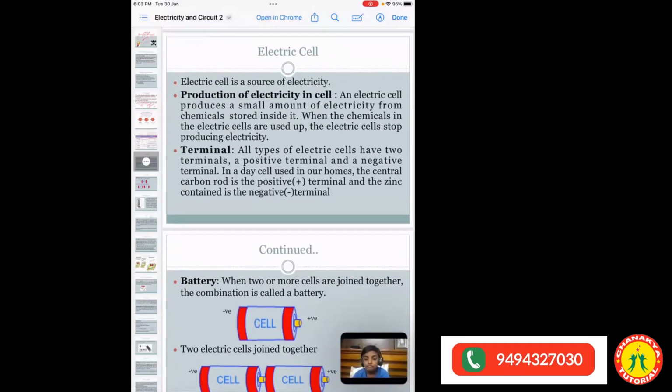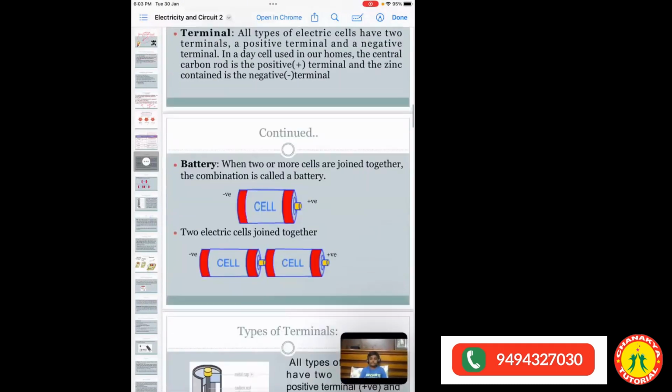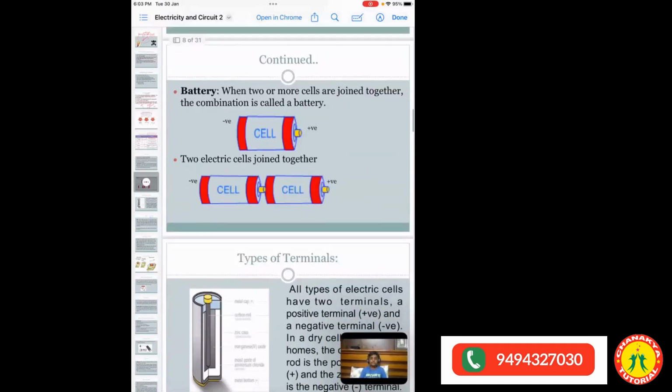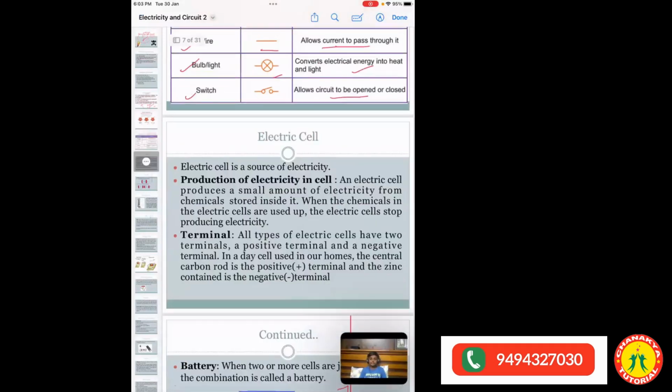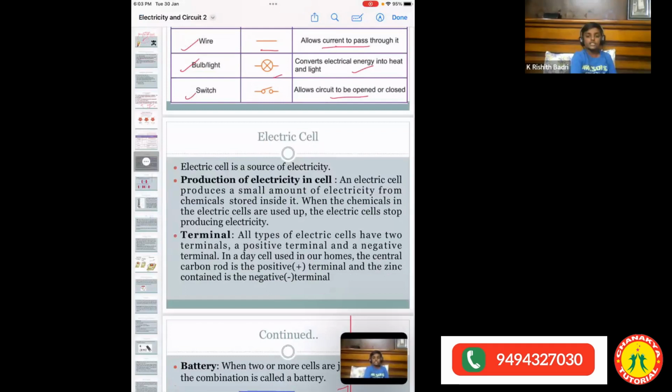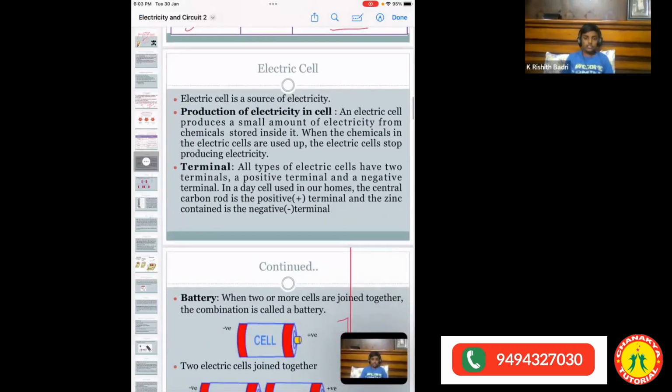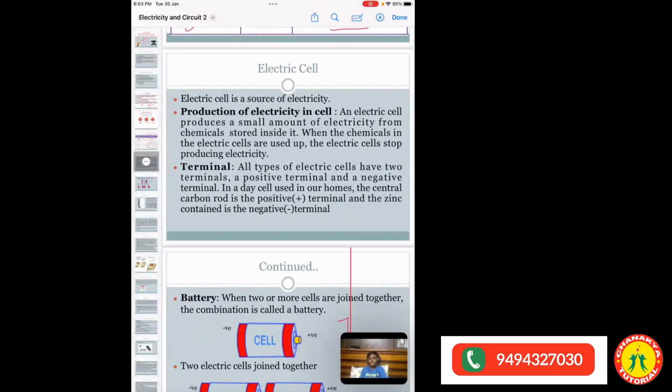Yes. Now the next one is the electric cells. You can see in this picture, these are the electric cells. Basically, you might have seen them in toys, in your AC remote. Then watches also have a different type of cell. Button cells, small cells, which are called button cells.